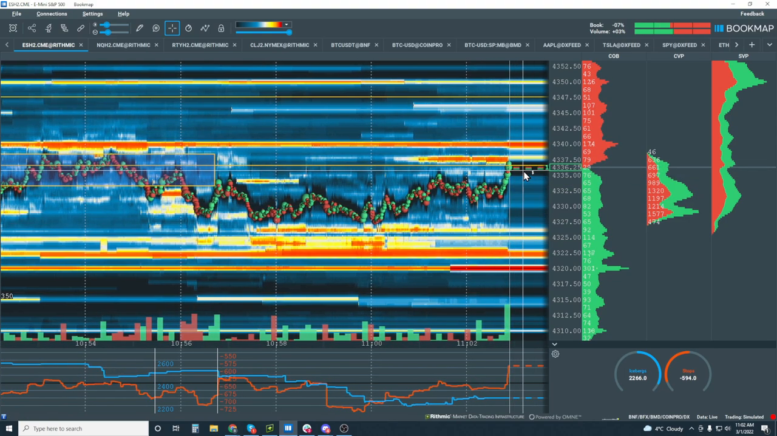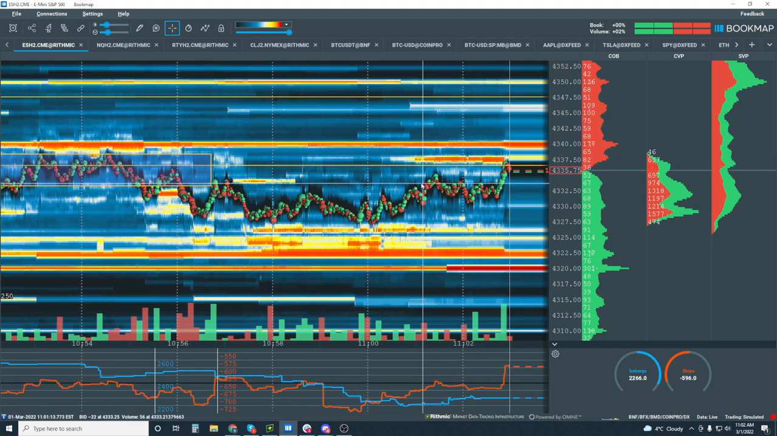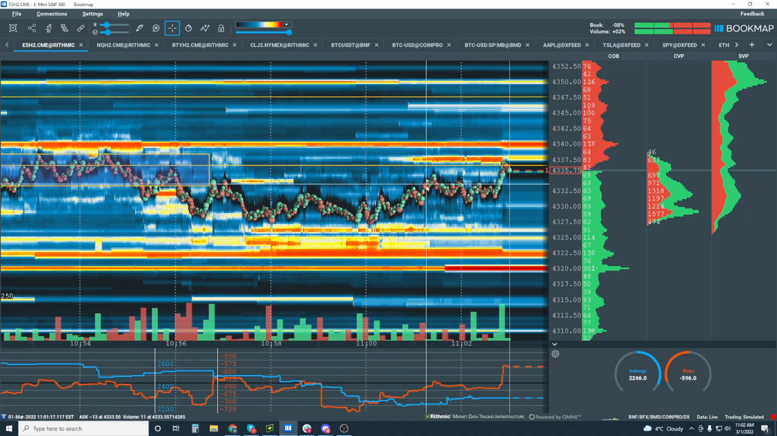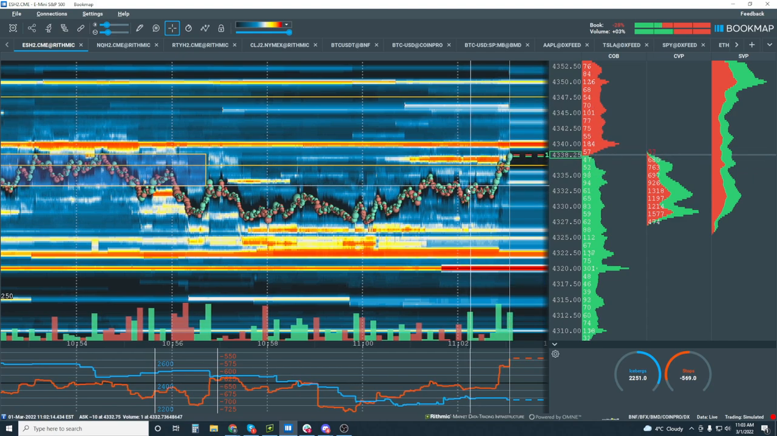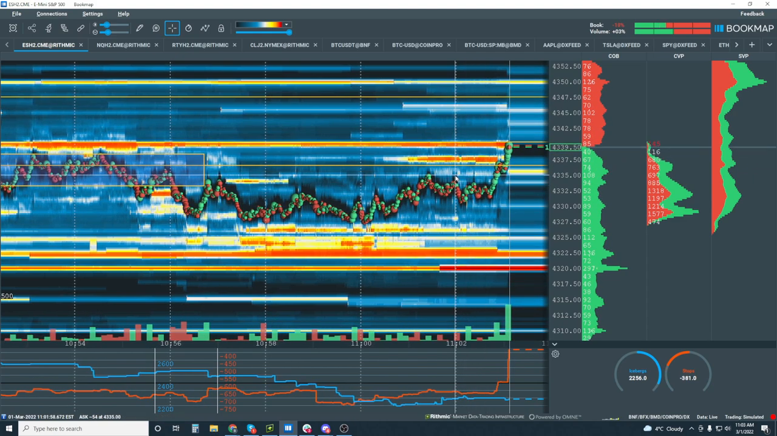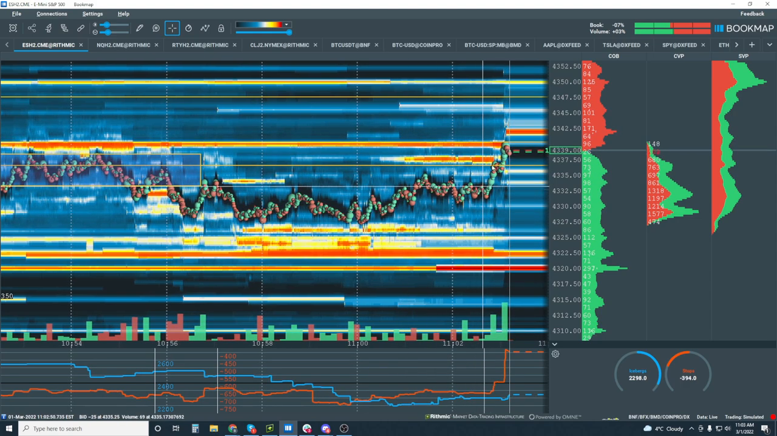And here they go. We didn't really think that until we started to see some of this buying come in here, like this one especially, and then we thought, well, okay, now they can break it, right? It's different.